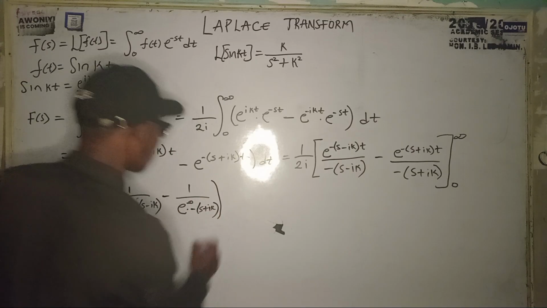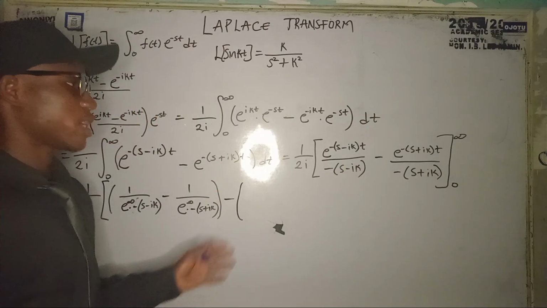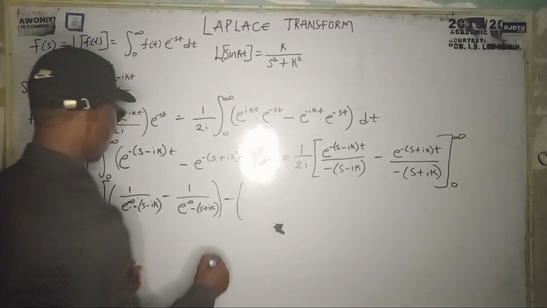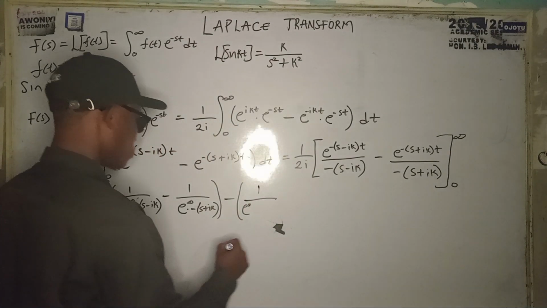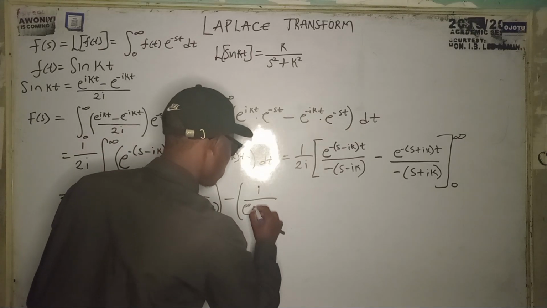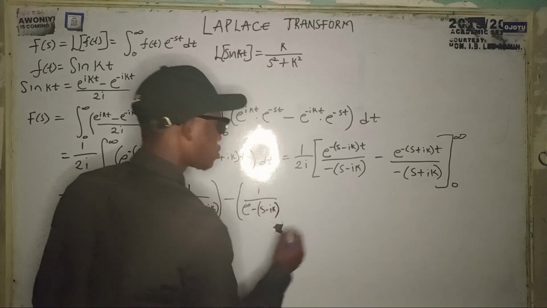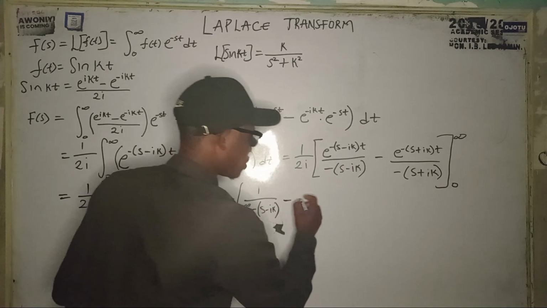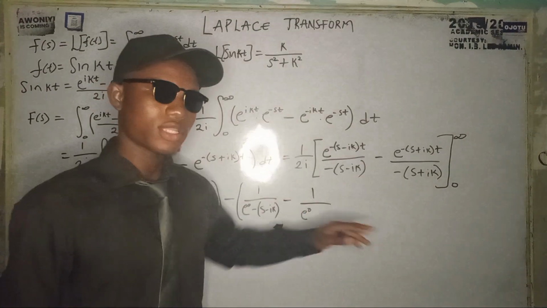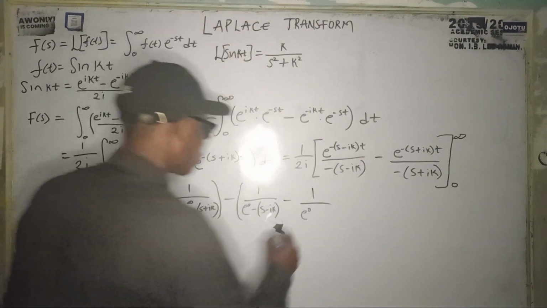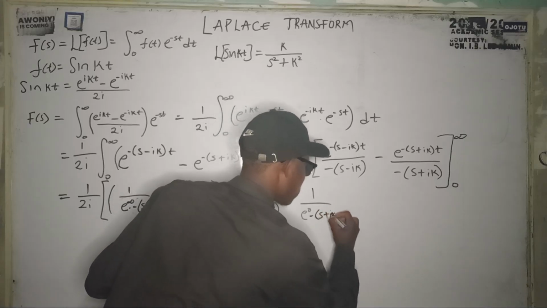Now this is after putting infinity, then we subtract when it is zero, that is when we impute zero into the value. So we have 1 over e raised to the power 0 times minus, in brackets s minus ik. Then we do minus, which is from here, 1 over e raised to the power 0. The reason why the e is coming down, as I've explained, is because of the minus sign. So into minus, open bracket, s plus ik.